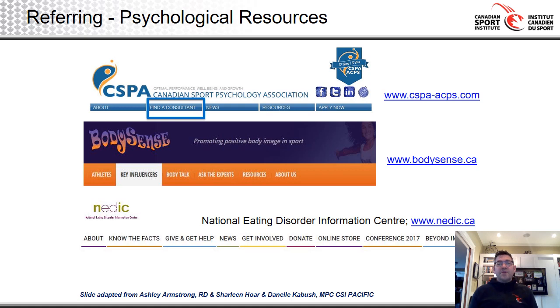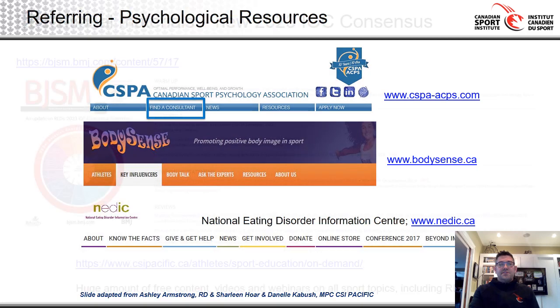I would strongly suggest education for coaches and parents and athletes around promoting positive body image in sport: what you say, how you structure your environment, even small things around whether the athlete looks lean or mean. Don't say that. Promote their performance, but don't promote their performance through words around body shape and body image. And then finally at the bottom, the National Eating Disorder Information Center. So definitely some resources here to lean into.